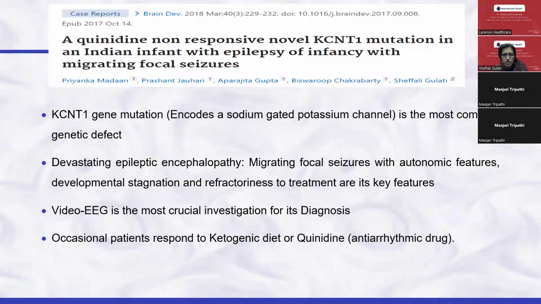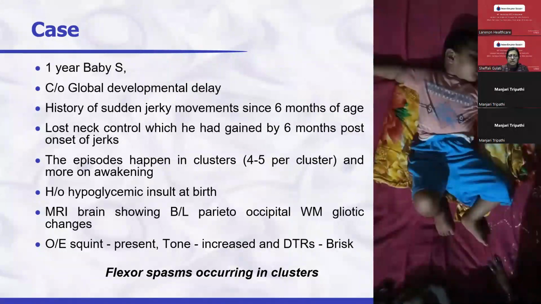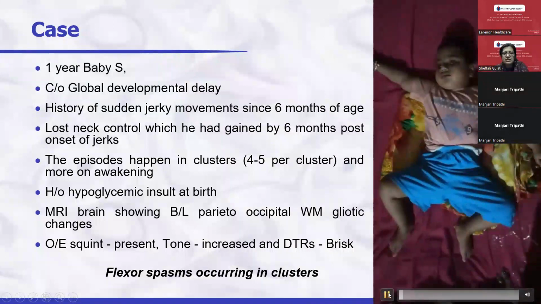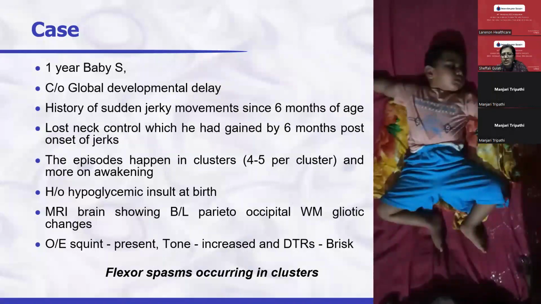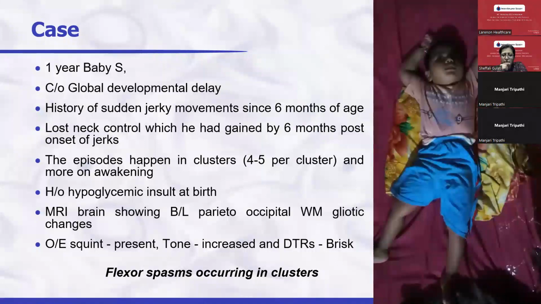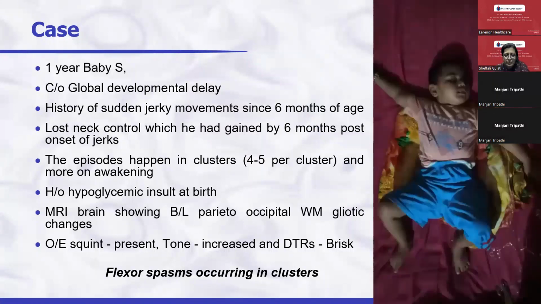We've also reported some patients with KCNT1, and one of these children was not quinidine responsive, and ultimately responded to ketogenic diet. Going beyond this, this was a 1-year-old child who had developmental delay and sudden jerky movements since 6 months of age, and lost neck control, which the child had gained by 6 months, after the onset of jerks. It was in clusters, 4 to 5 per cluster, and more on awakening. There was history of hypoglycemic insult at birth. MRI showed bilateral parieto-occipital white matter gliotic changes, and there was hypertonia. You can see flexor spasms happening in clusters in this child.